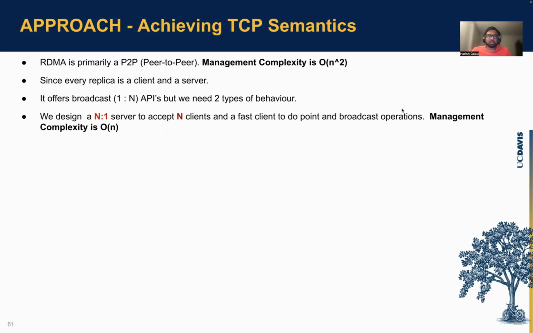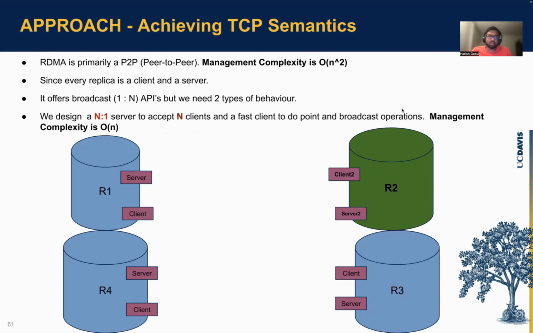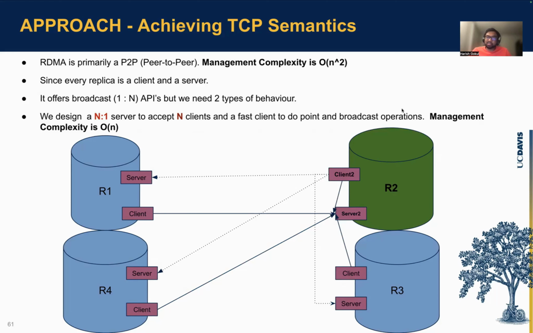So let's take a look at how we can achieve TCP semantics using RDMA. Our use case is pretty simple. What we want is to design an NS2 server to accept N clients and a fast API client to do point and broadcast operations. So there are going to be N clients, and there's going to be one listener on every server, and each server is also going to act as a client.